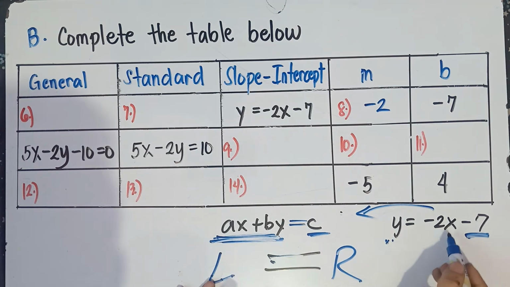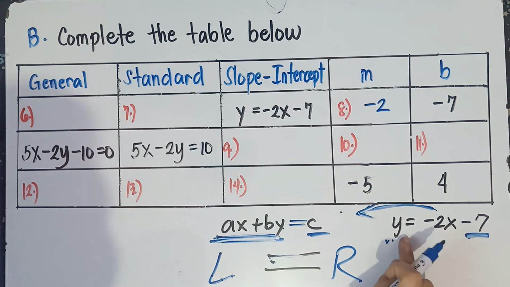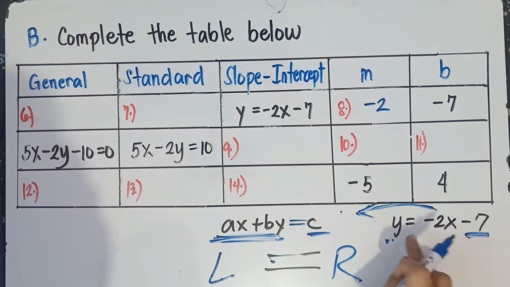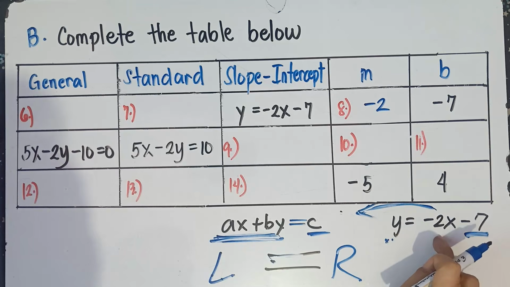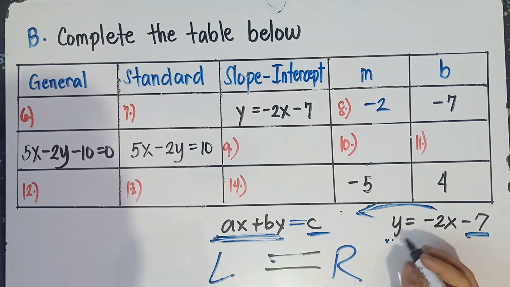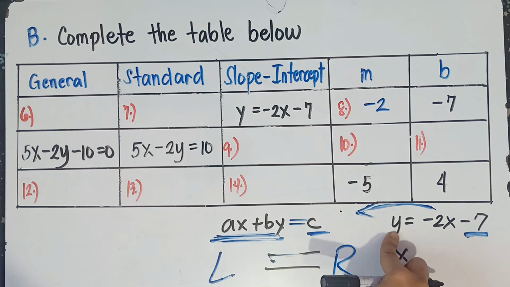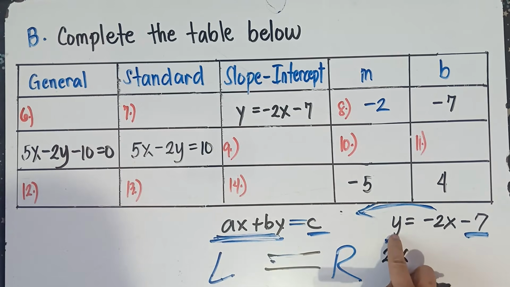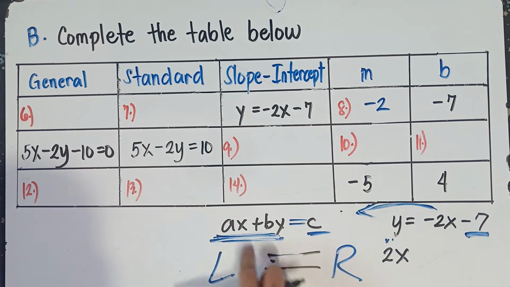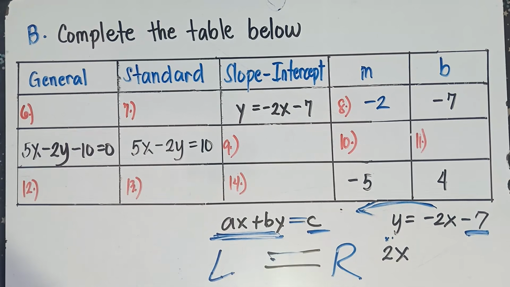We need to transpose x from right to left. Now, once you transfer from this equal sign, you change the sign. Once again, class, once you transfer from this equal sign, you change the sign. This is negative 2x. It will become positive 2x. Simply copy y. Once again, class, no need to change the sign of y, because y is already on the left side. In standard form, x and y is already on the left side.